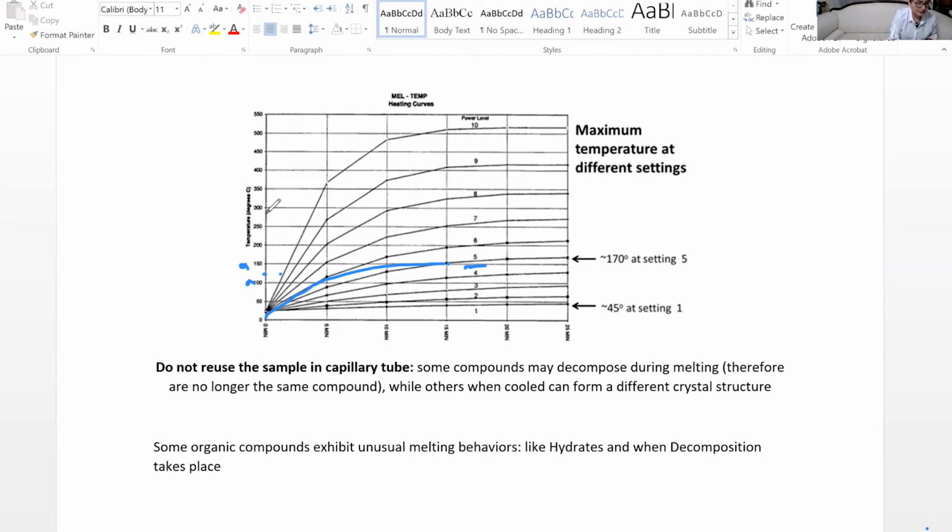If the sample is melting between 300 and 350, I'm going to set the machine around 8, because if I put it at 2, it's not going to reach that temperature. So I'm putting it around 8. It is going to start heating up fast. By the time it gets to the melting point of the sample, it would reach the plateau and it would be slow heating. So that's the purpose of using this chart.